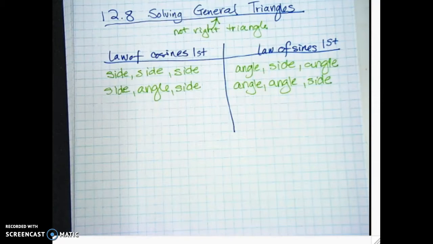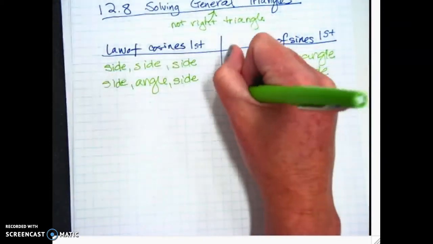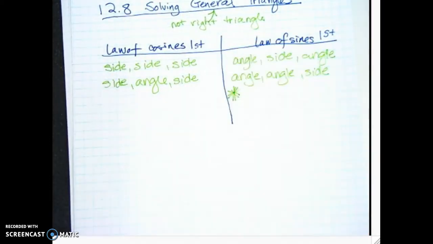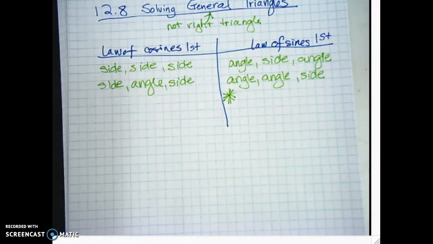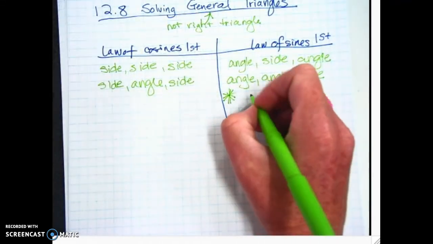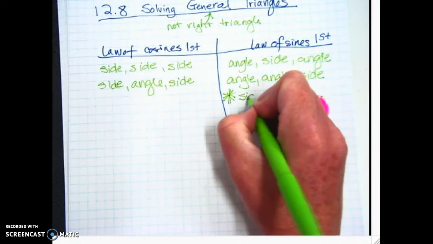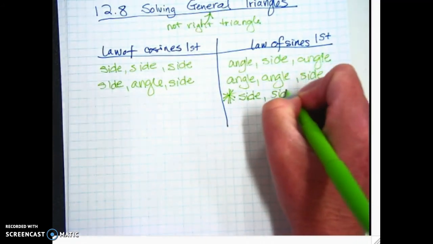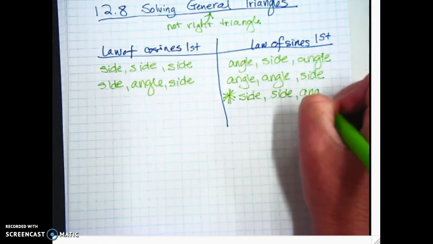Does anybody remember the one from geometry that didn't work? Angle, angle, angle doesn't work, but there's another one. Hint, it spells a bad word. ASS. Right? Okay. Spells a bad word. Okay, so yeah, that's a bad word. I'm going to put a little star, and so it doesn't spell a bad word on my paper, I'm going to write side, side, angle, right?